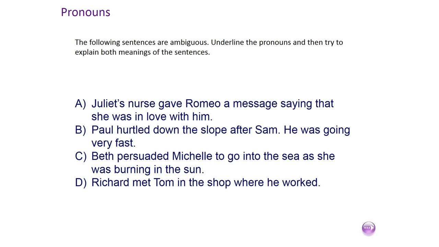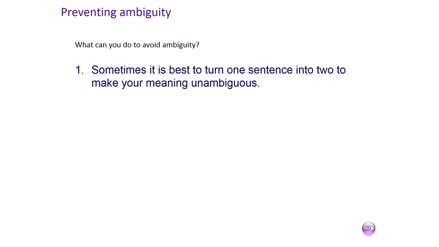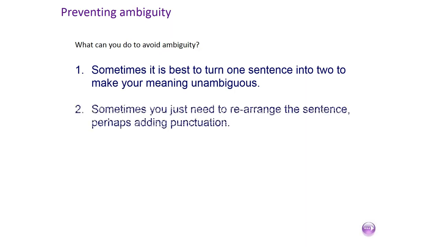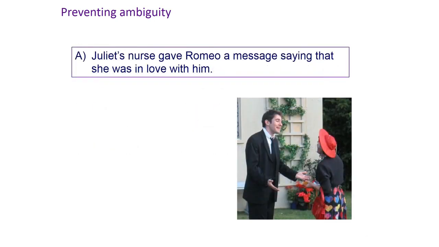So you can see how sentences have the potential of becoming ambiguous if we're not sure who the pronoun is describing or linked to. What can we do to avoid ambiguity? Sometimes it's best to turn one sentence into two to make your meaning unambiguous. Or sometimes you just need to rearrange the sentence, perhaps adding a punctuation. Or sometimes you might even need to change the wording slightly.